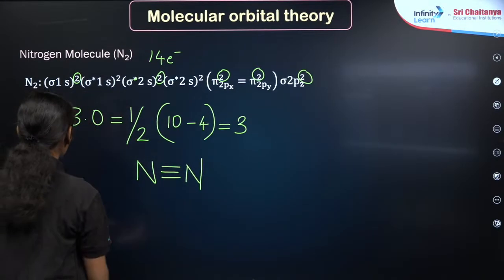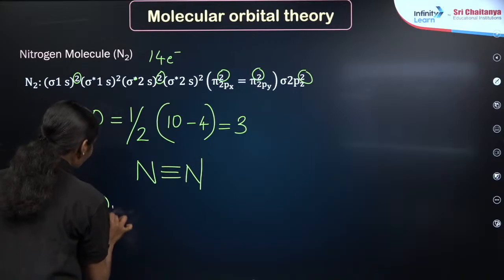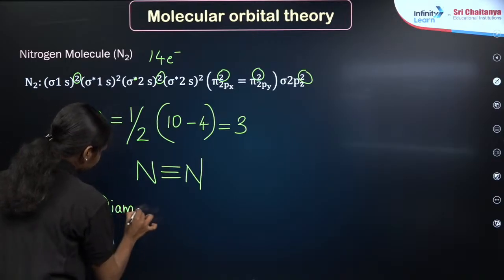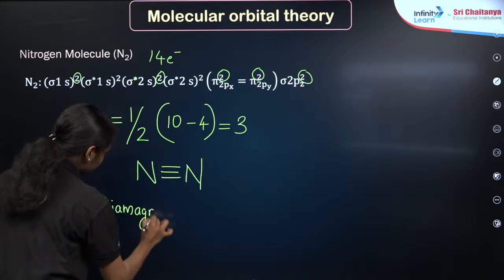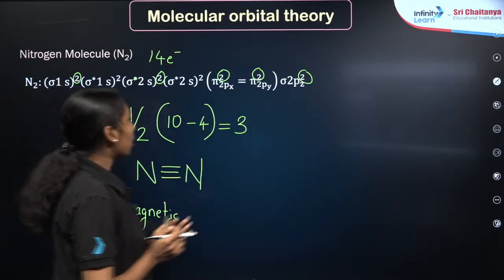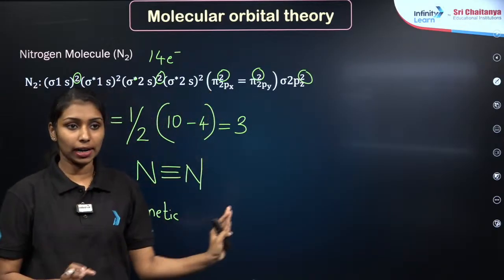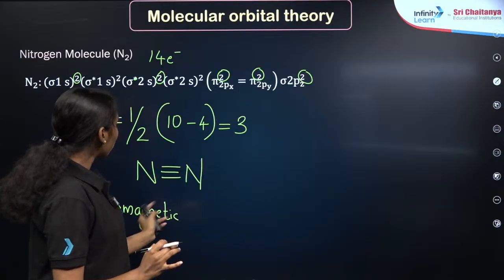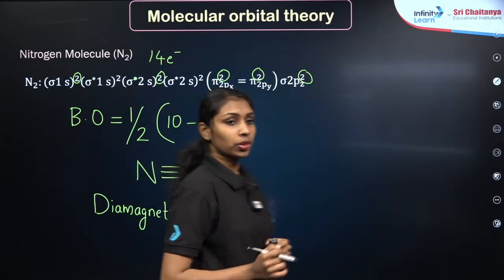Then again, what about the magnetic behavior? Diamagnetic or paramagnetic? Diamagnetic, right? Because there are no unpaired electrons, so we can say that this molecule is also diamagnetic in nature.